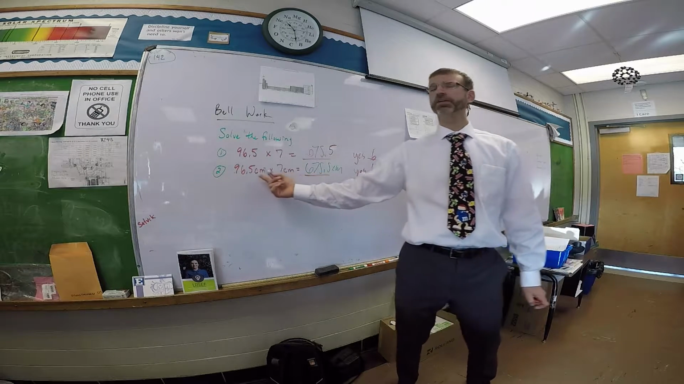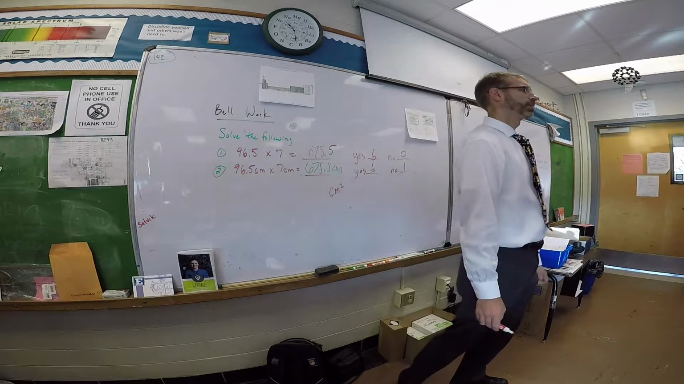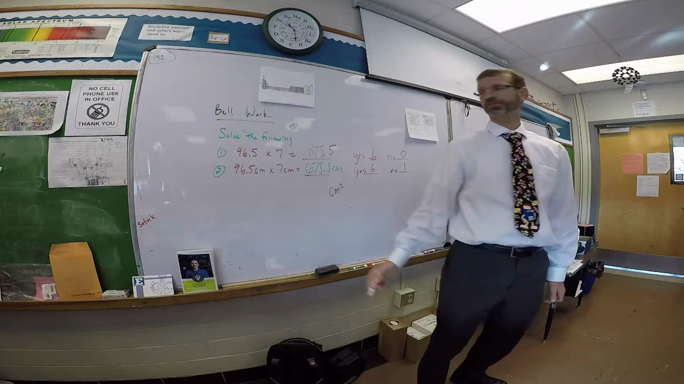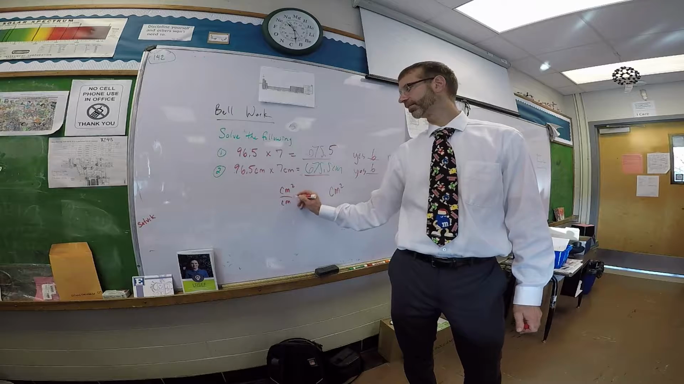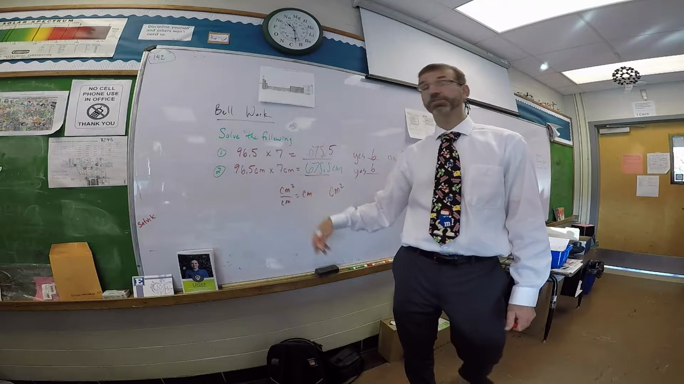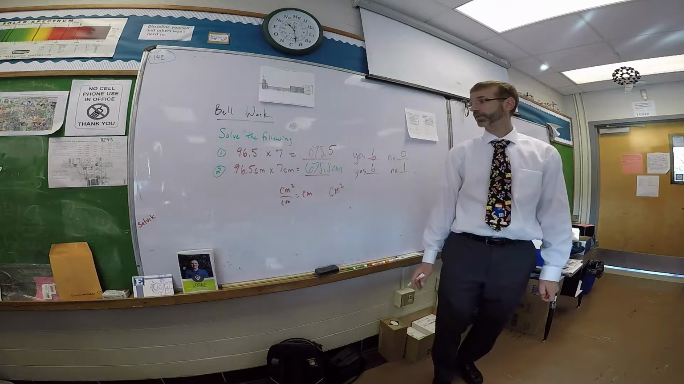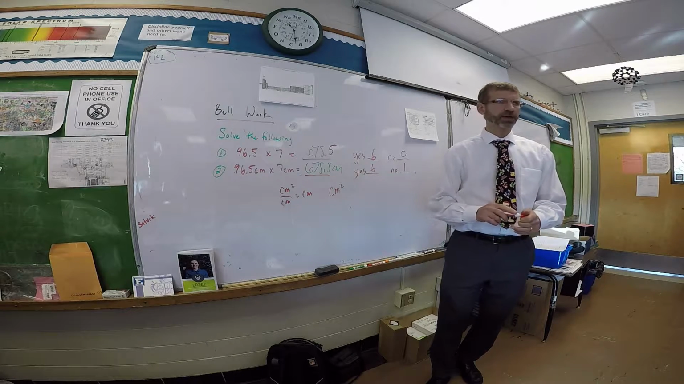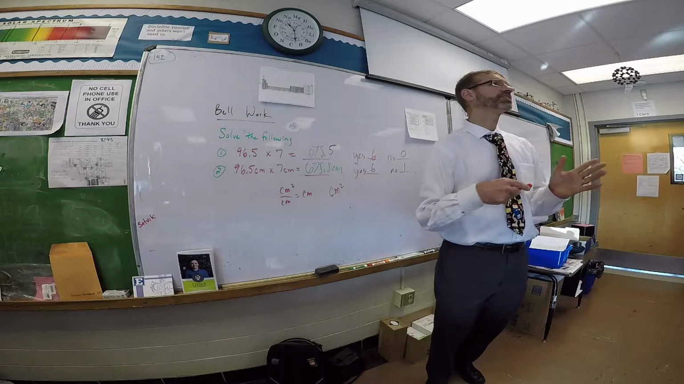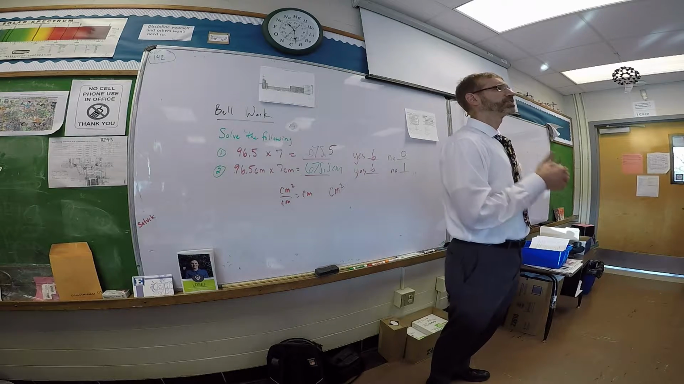Whenever you multiply units, you add the exponents. Whenever you divide units, you subtract them. So if you have centimeter squared divided by centimeter, that's going to be centimeter, right? Because you're subtracting them. No, he didn't write centimeter squared. He wrote centimeters.